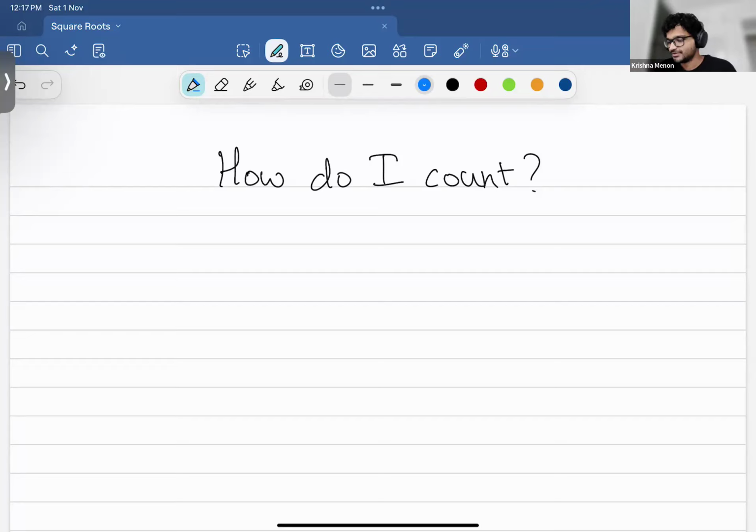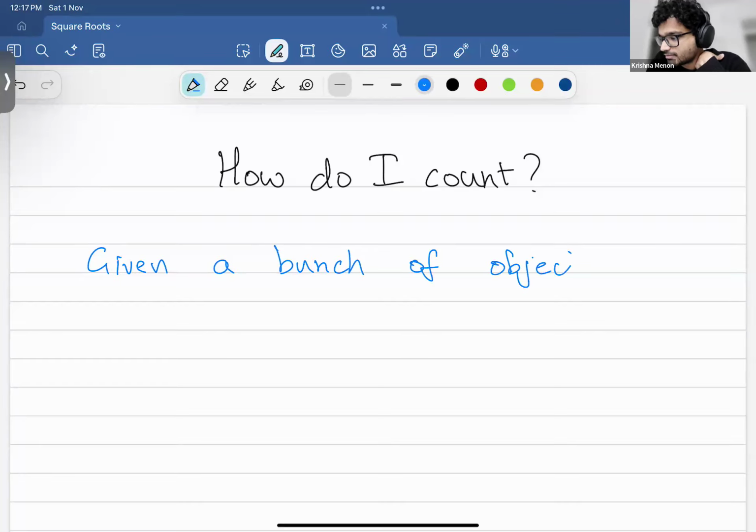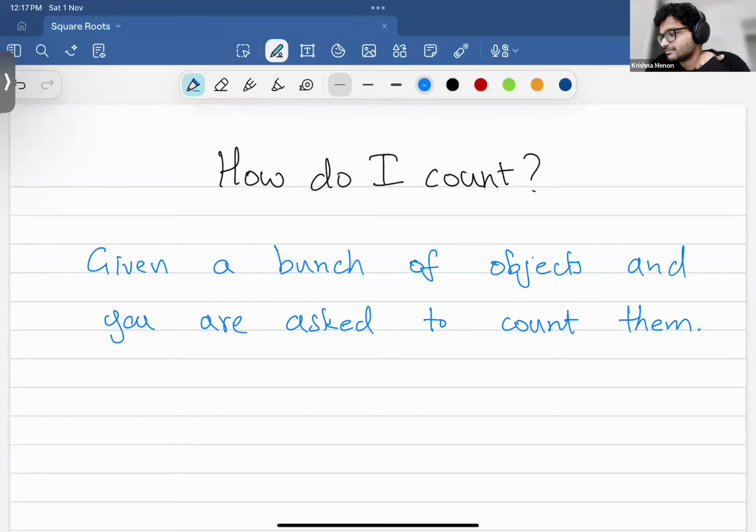Before we start, I thought I should first give a vague definition of what a counting problem is. It is basically something like this: you are given a bunch of objects and you are asked to count them. Of course, this is a very simple sentence and maybe doesn't give much idea. But basically, the types of objects that we'll be looking at can be very different.